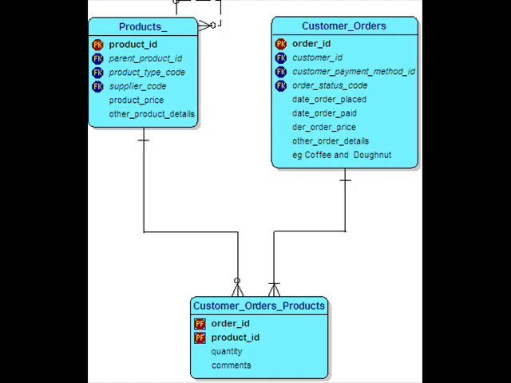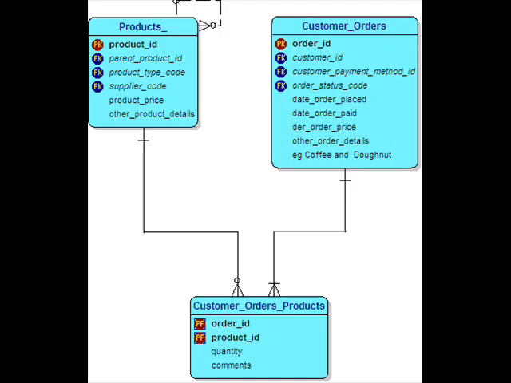This applies, of course, to products that nobody orders. At the other end of the line, which shows the relationship, there is a small horizontal line. This means that at this end, the relationship is essential. In other words, every product ID in the customer orders products table must refer to a product ID in the products table. This means that the customer cannot order a product that doesn't exist.